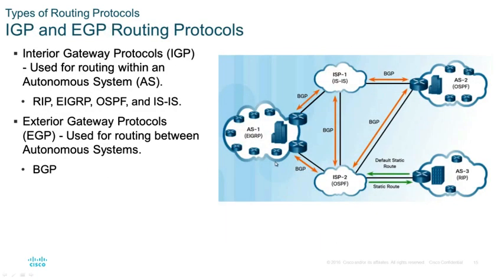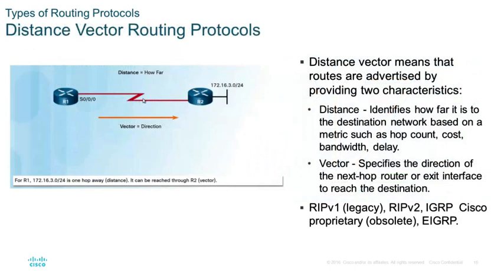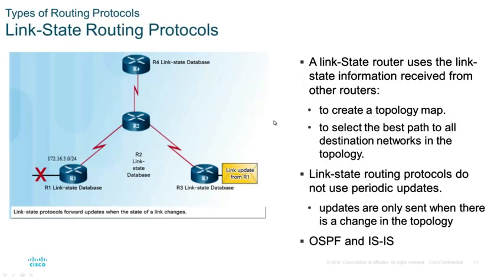So again, we already talked about IGP and BGP. With interior gateway routing protocols and exterior gateway routing protocols, interior is just that, it's for your own internal network. Exterior is just that, it's the internet routing protocols. So we talked about distance vector, we talked about link state.